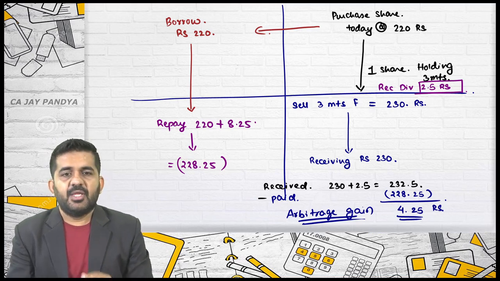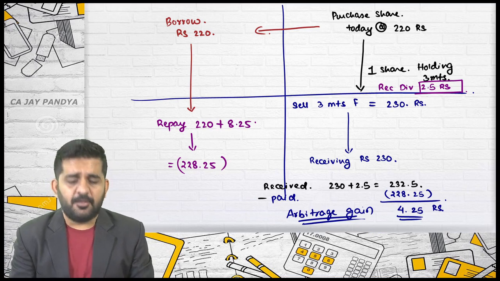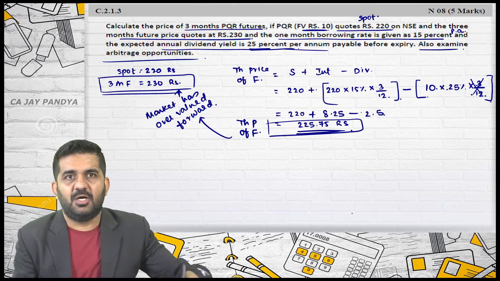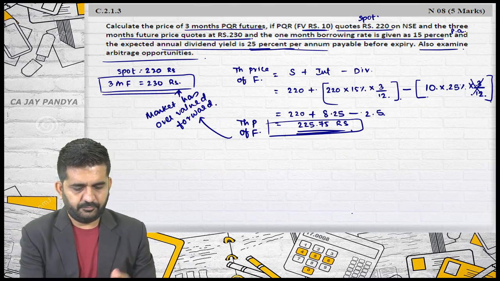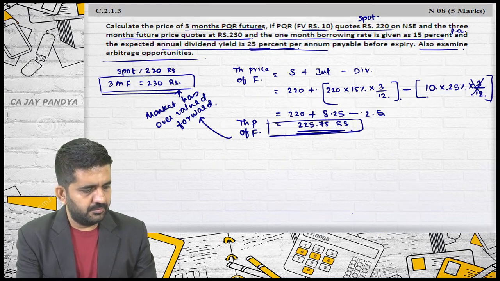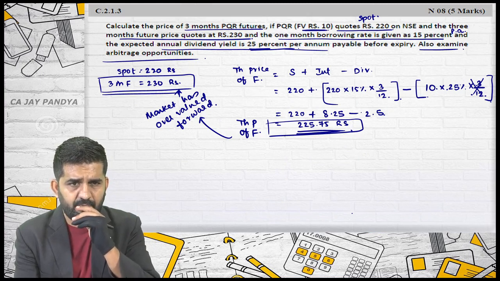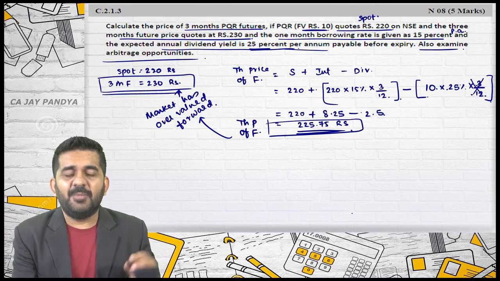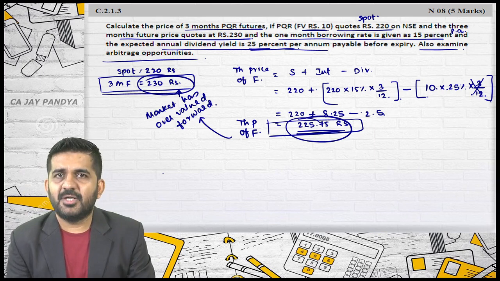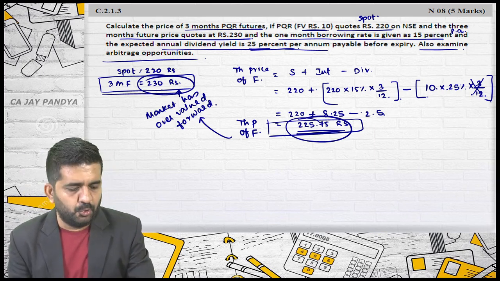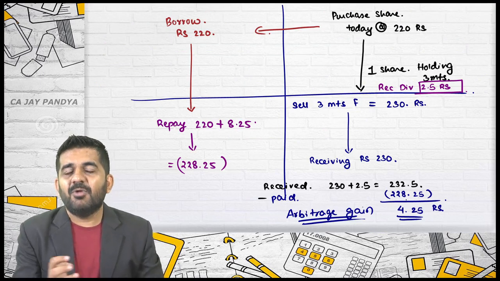Alright. Yes. Any student can give me this answer. Can I find out the arbitrage gain directly without doing this full process? So we can subtract the actual forward rate minus the theoretical price. Exactly. See, the arbitrage gain will always be this. Difference between these two, 230 minus 225.75, will be nothing but 4.25.